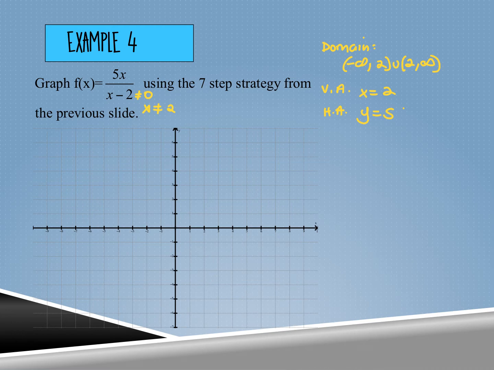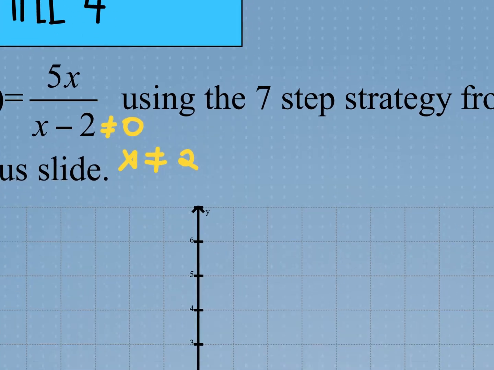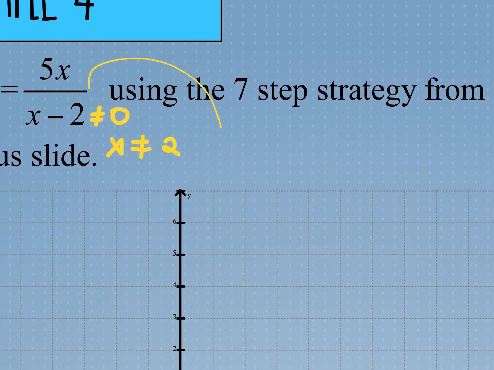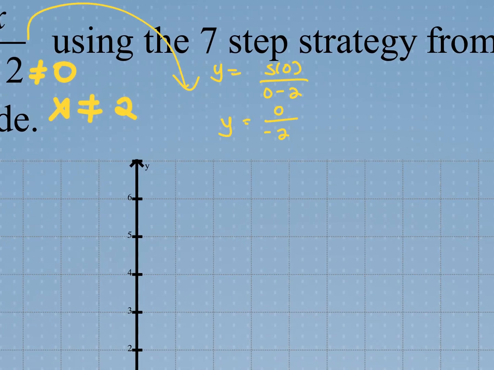Okay, then I'm going to go to the y-intercept because that's the next easiest thing. And for the y-intercept, we would normally plug 0 in for x. So I would take my function over here, and I would get y equals 5 times 0 over 0 minus 2, and I get 0 over negative 2, which is what? 0.